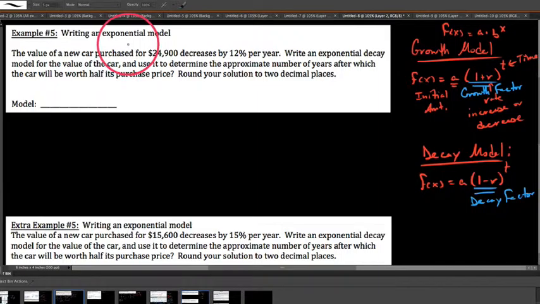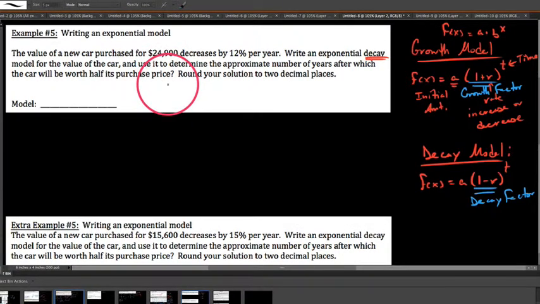So in terms of writing models, this is kind of an important fact. The first and foremost thing we want to do when we come across a situation that we can model is write the model first and then use that model later to answer the other questions that we may be being asked. So when we look at this first example, it says the value of a new car purchased for $24,900 decreased by 12% per year. What we want to do is write an exponential decay model for the value of the car and use it to determine the approximate number of years after which this car will be worth half its purchase price.